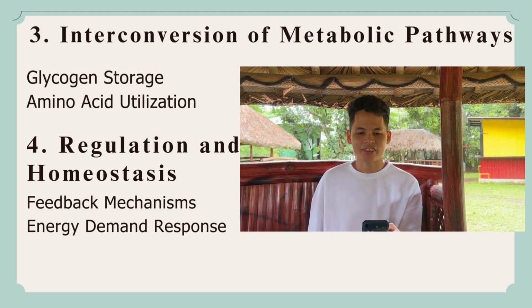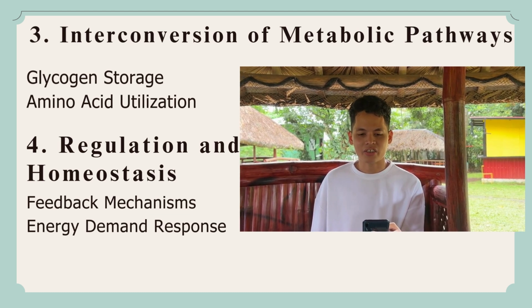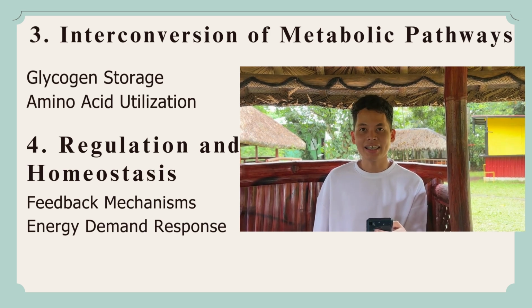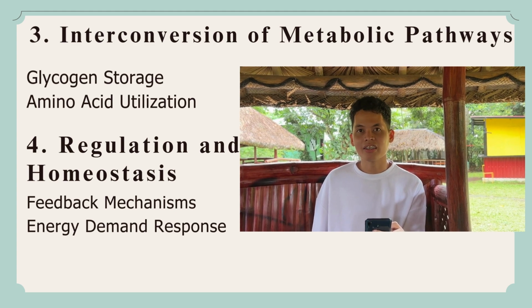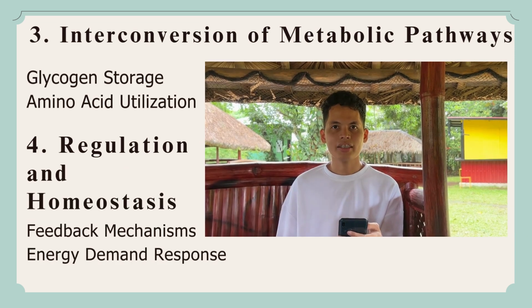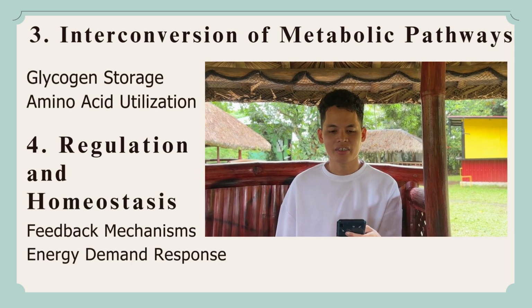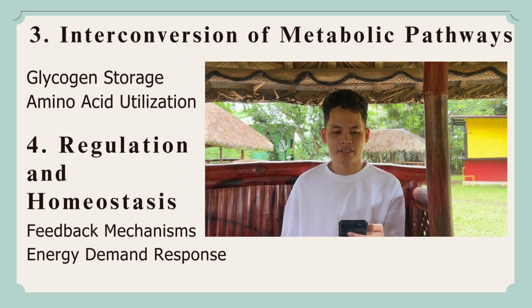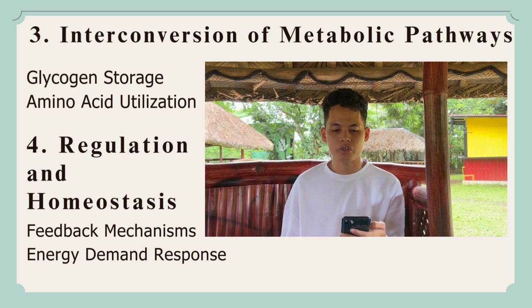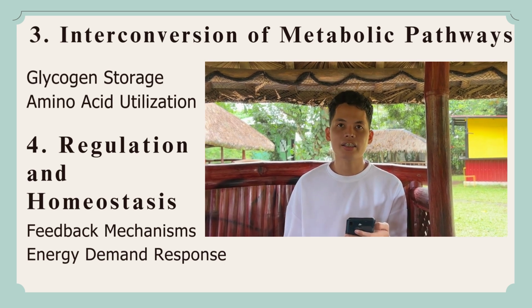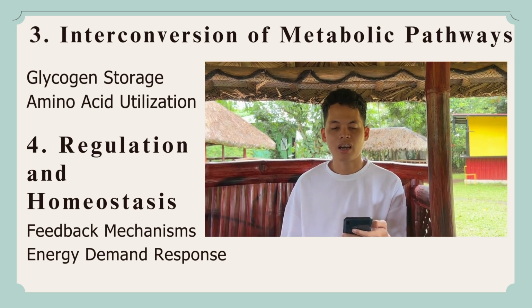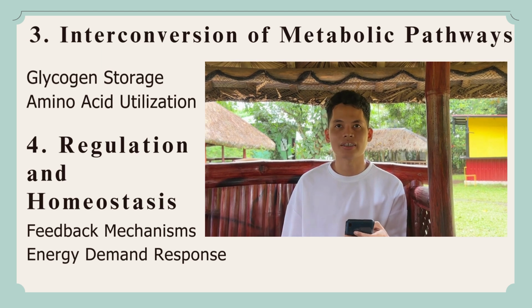First is glycogen storage. Excess glucose is stored as glycogen in the liver and muscles. When energy is needed, glycogen is broken down into glucose, which can enter glycolysis. Next is amino acid utilization. In states of excess or starvation, amino acids can be converted into glucose or intermediaries that enter the citric acid cycle, linking protein metabolism to carbohydrate and lipid metabolism.